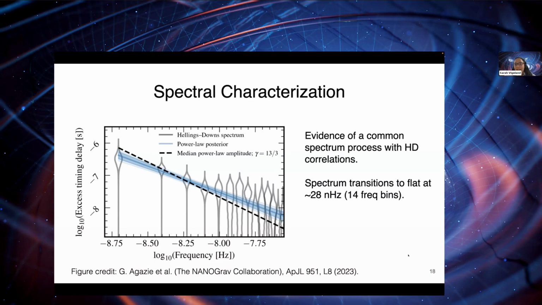Before I move on, I want to add that this plot is truncated, so it only shows the lowest frequency bins. We did explore higher frequencies as well, and we found that the spectrum transitions to flat at about 28 nanohertz. That's why we focused our results using only frequencies from 2 to 28 nanohertz. Above that, the spectrum is white noise dominated.